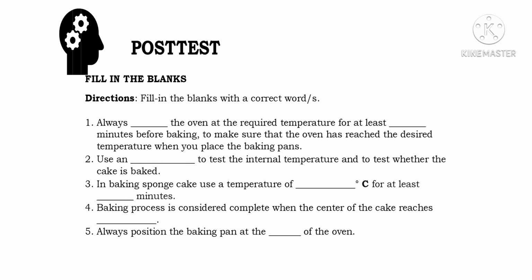Number 4. Baking process is considered complete when the center of the cake reaches blank. Number 5. Always position the baking pan at the blank of the oven.